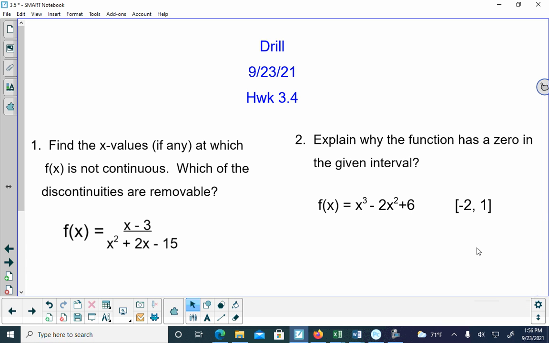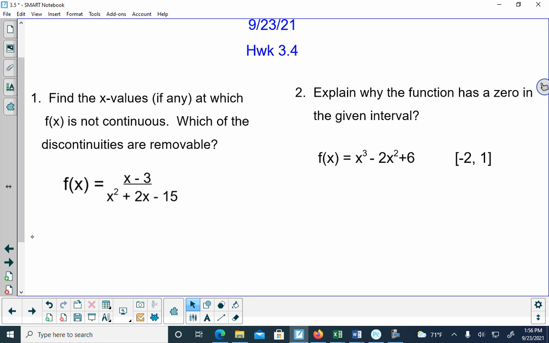If you have a function and you want to talk about discontinuities, the only times you really have discontinuities is if you have a rational function, so you have a denominator, if you have a piecewise function, if you have something like a greatest integer function, or a radical. So those are really the only times.